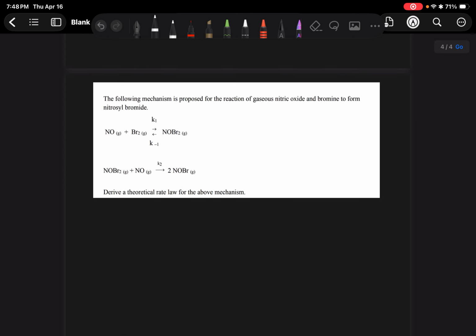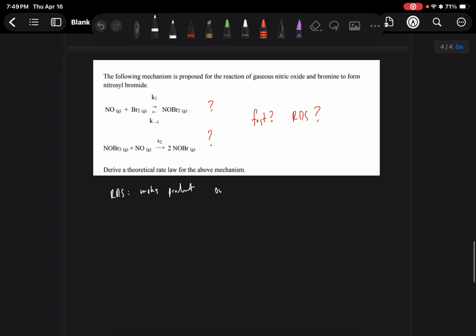Okay, so the one issue is we don't know which one is fast. Fast? I don't know. RDS? So we gotta find that out. How do we find that out? Oh, actually no. We assume that the RDS is the one that makes the products.